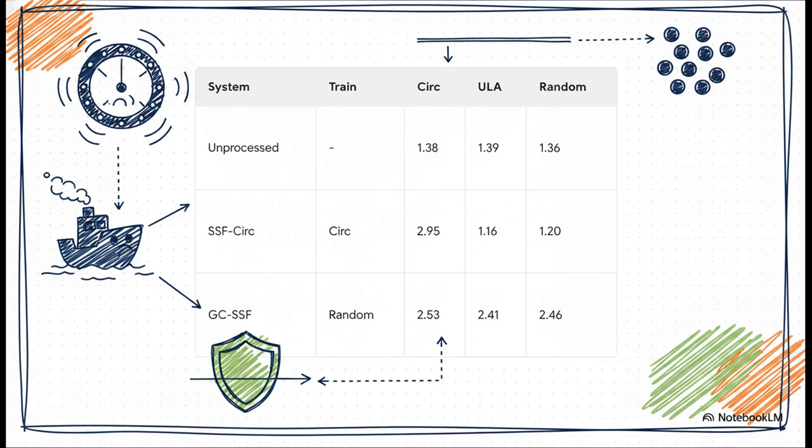But test that same model on a random scattering of mics, and it plummets to 1.16. To put that into perspective, a 1.16 is just garbled nonsense. It's actually worse than listening to the completely unprocessed raw audio. But then, look at the new GC-SSF model. It stays incredibly robust, sitting right around 2.4 to 2.5 across all shapes. It literally makes the physical layout irrelevant to the audio quality.